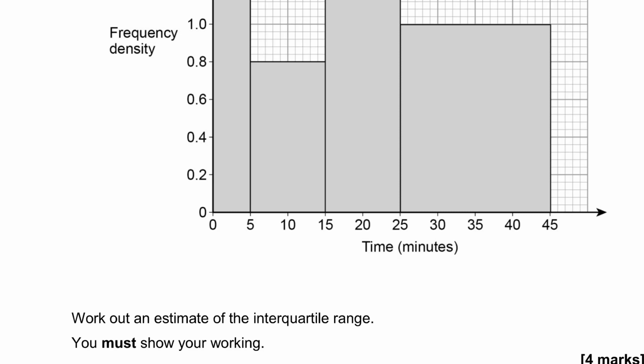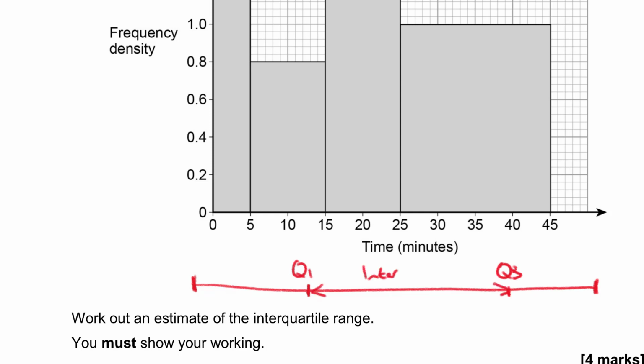Oh, that's an interesting question. The interquartile range. So if you remember, the interquartile range is the distance between the upper quartile and the lower quartile. So what we need to do is work out how much time, well, let me just draw this. Imagine all your data points in a line like this, coming from the lowest value to the highest value. What we need to do is find the person who's at Q1, which is 1/4 of the way through the data, and find the person who's at Q3, which is 3/4 of the way through the data, and then work out the distance between them. That's going to be the interquartile range.